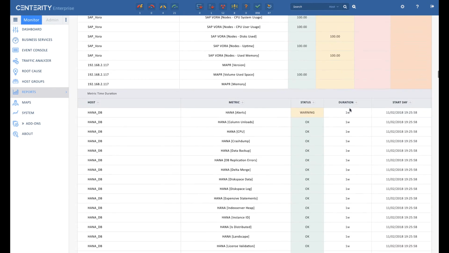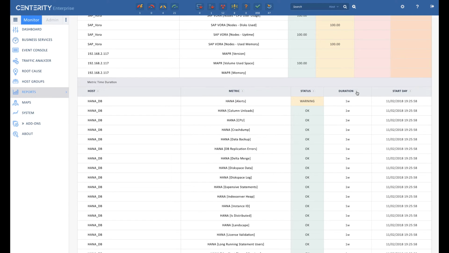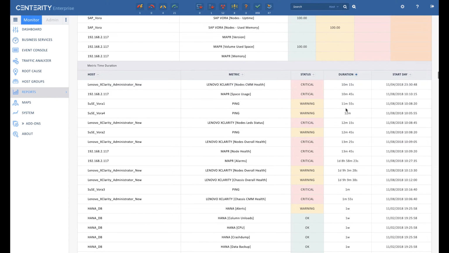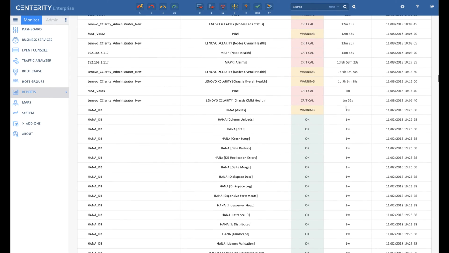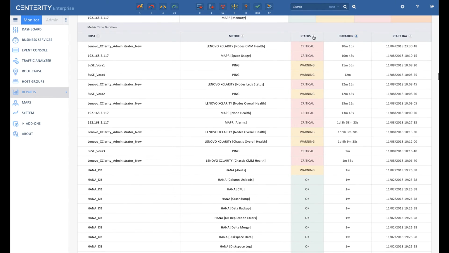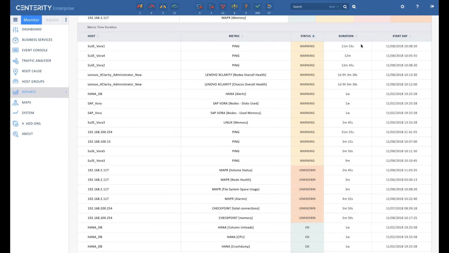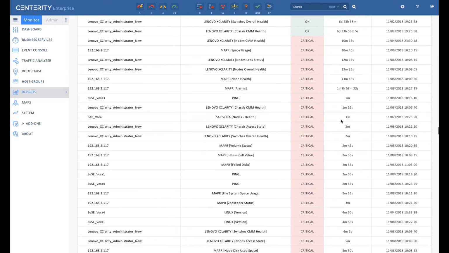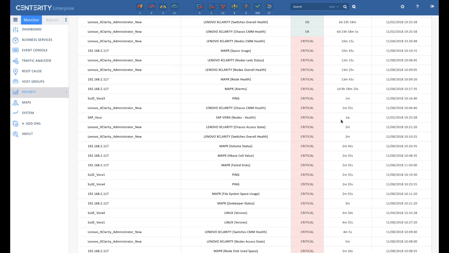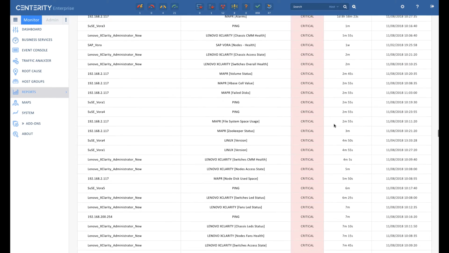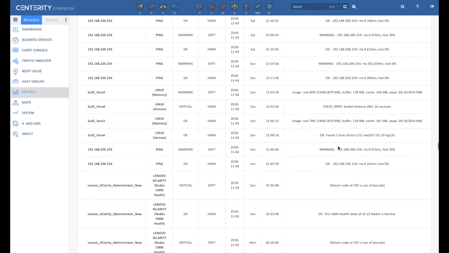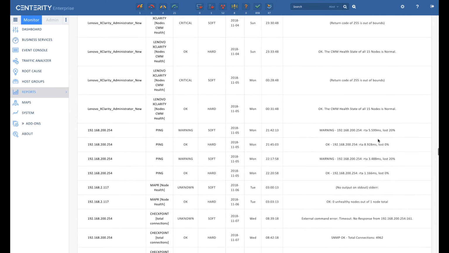Once we go below, we can also see a duration, which is essentially your MTTR, on how long each alert lasted before it got resolved. So we can see here. We can also filter it by status. Then once we go down below, we have an even further detail of the actual outputs that happened on that metric and on that host.